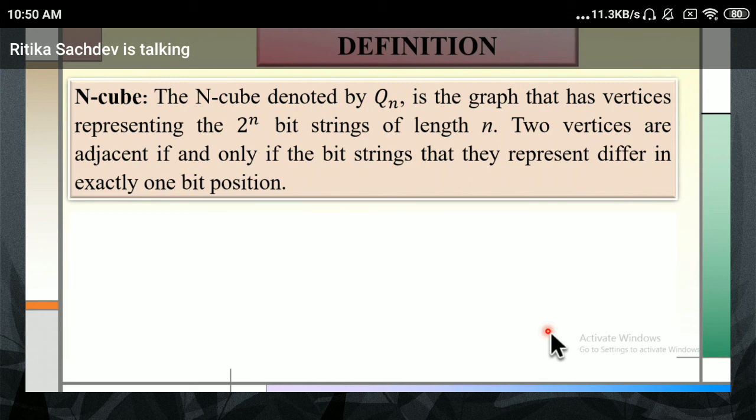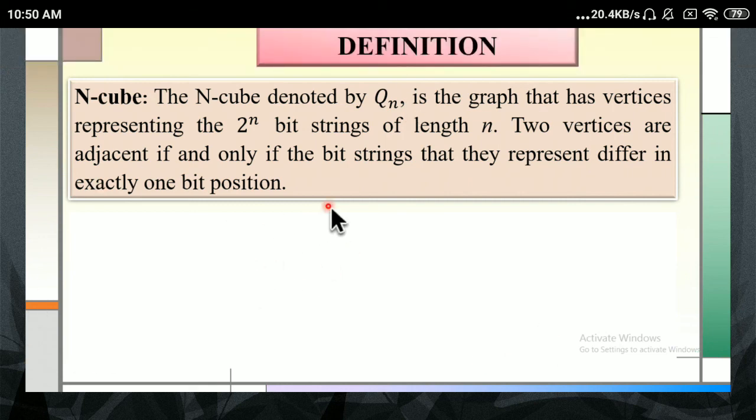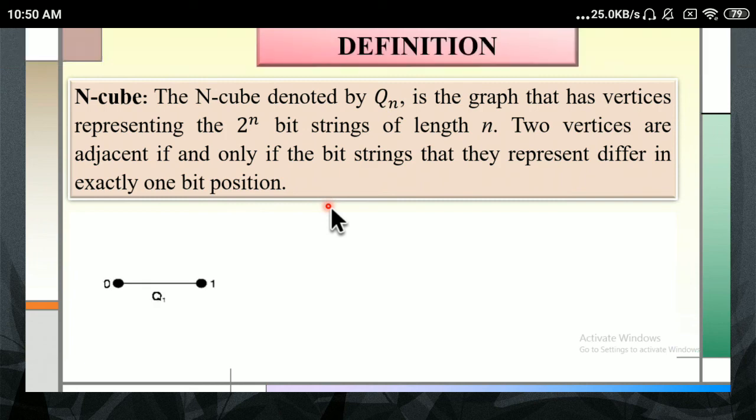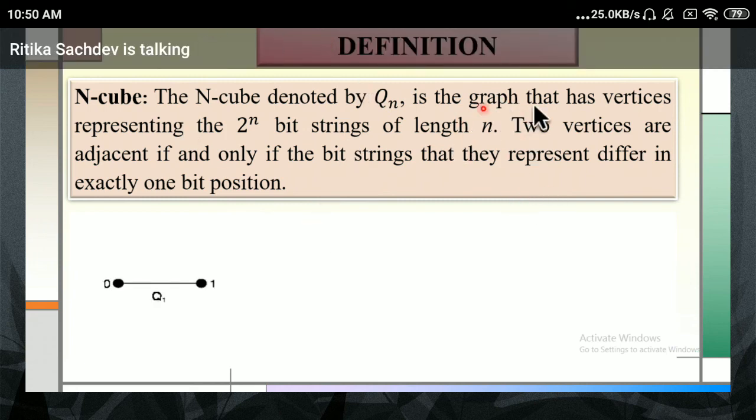I will be requiring these strings in the Hamming code, which is used for finding the number of errors when the strings are being delivered. If we take a string of length 1, I will have 2 raised to 1 bit strings, which are 0 and 1. Now 0 and 1 differ in exactly one position, so you connect them by an edge.